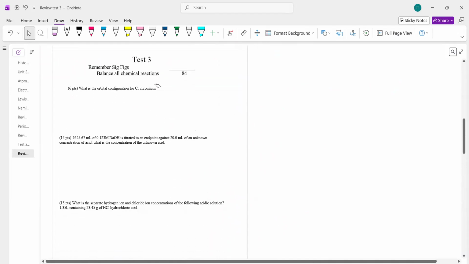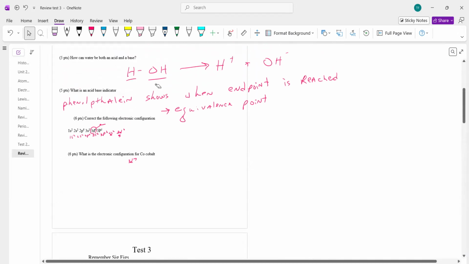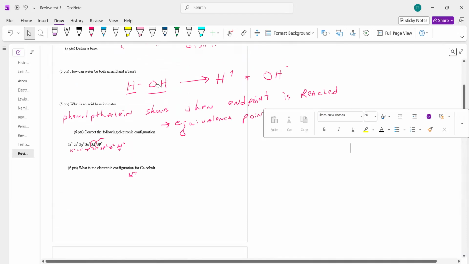Next question is, what's the orbital configuration for chromium, Cr? Chromium is also in the D, and that's 5 over. So it's going to be just like this up here. Well, the one just did anyway.